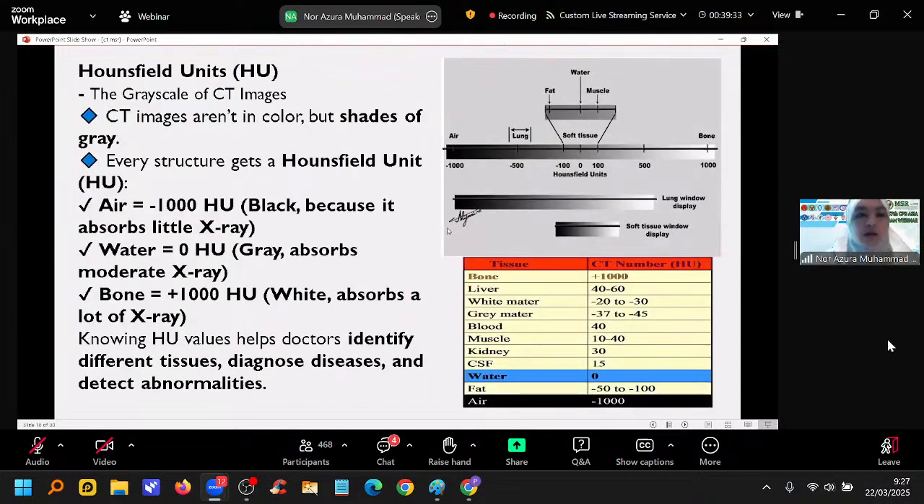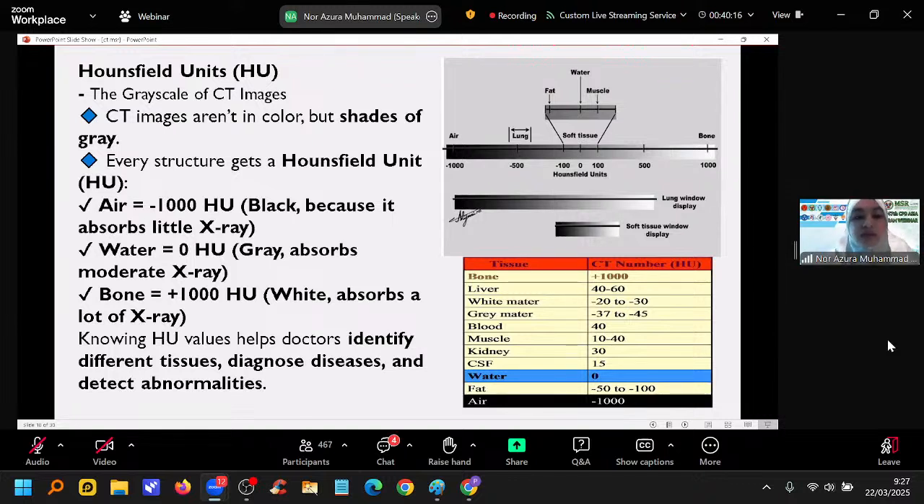Okay, so then the Hounsfield unit, which is a scale used in CT to measure how dense a material is inside the body. Okay. So the grayscale of the CT image, where as we know, CT images are not in color but shades of gray. So every structure gets its own Hounsfield unit or CT number. Okay, for example, for air, the CT number is negative 1000. This is because it absorbs little X-ray, so it is seen as black in the image.